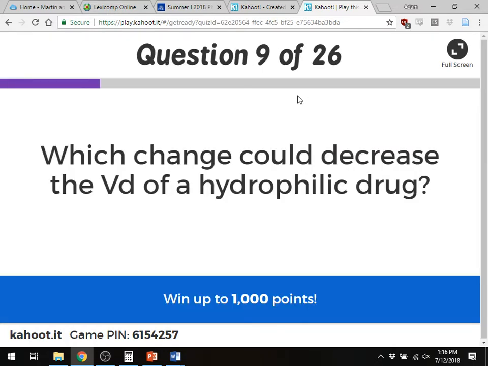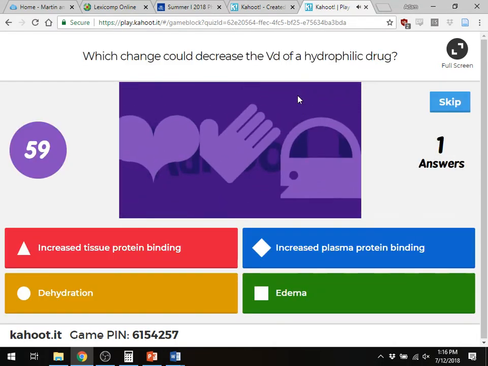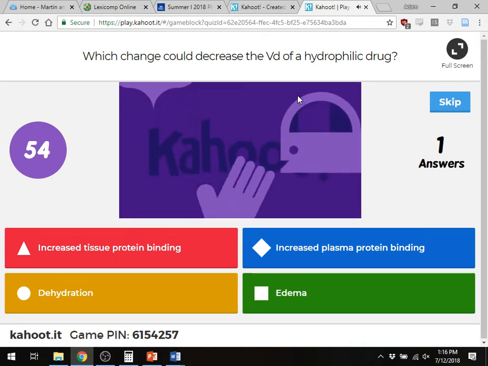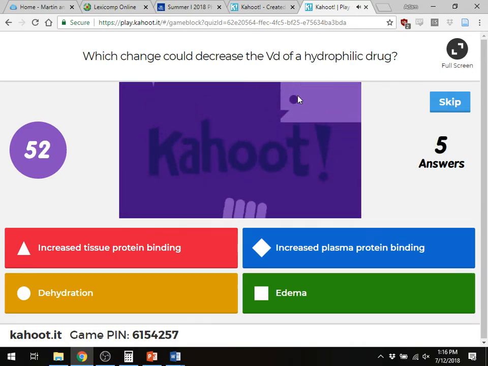Okay, which change could decrease the volume of distribution for a hydrophilic medication? Increased tissue protein binding, increased plasma protein binding, dehydration, or edema? Looking to decrease the volume of distribution for a hydrophilic drug.